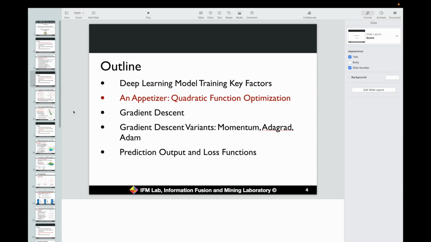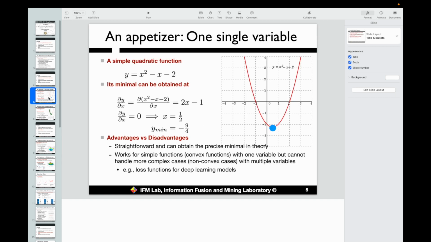Okay, so before we talk about the optimizers for training deep learning models, we can have an appetizer, or a toy example, first for you. It is about the training process, or the optimization process, of a very simple function, a quadratic function. So let's assume we have a very simple function, which is quadratic.